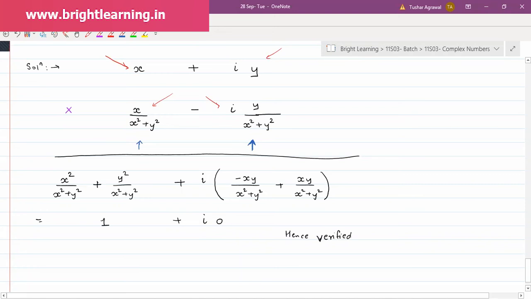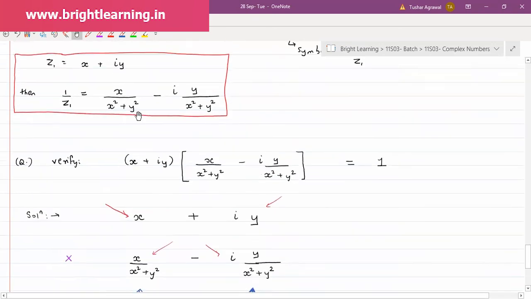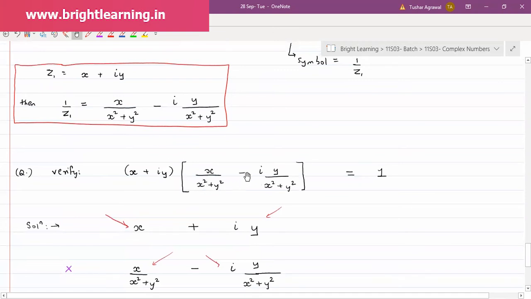Yes, sir. Hence, verified. So this is the verification. This is not the proof that this answer is the inverse. This is just a verification. I just gave you that this is the inverse, and you verified. Okay, sir told us, so let's verify. And yes, what sir has told is right.